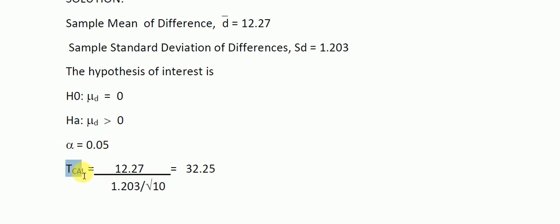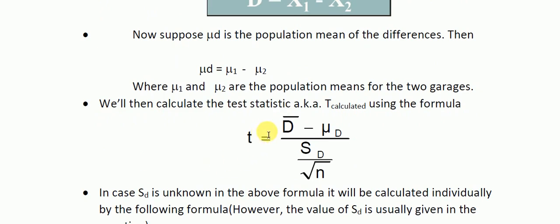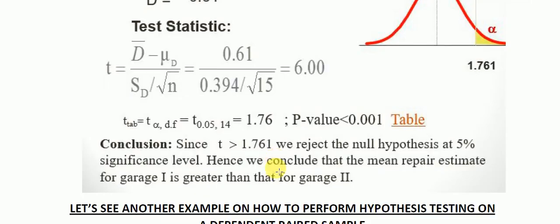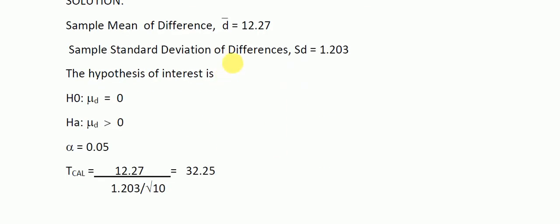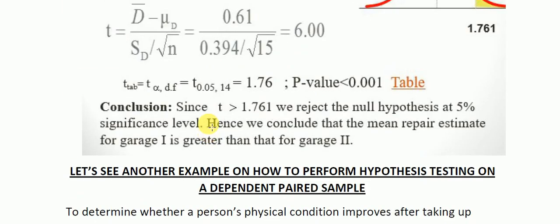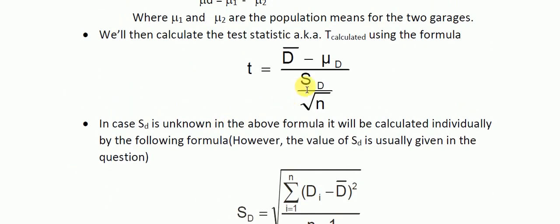So first we'll have to calculate the value of t calculated. If we recall the formula over here, we have this formula: d bar minus mu d. We know that mu d is equal to 0 according to the null hypothesis, so we place the value of 0 over here. Then we have d bar, which is 12.27, so we place 12.27 over here. Then we'll have to look at the denominator of the formula. So it is SD divided by under root n.